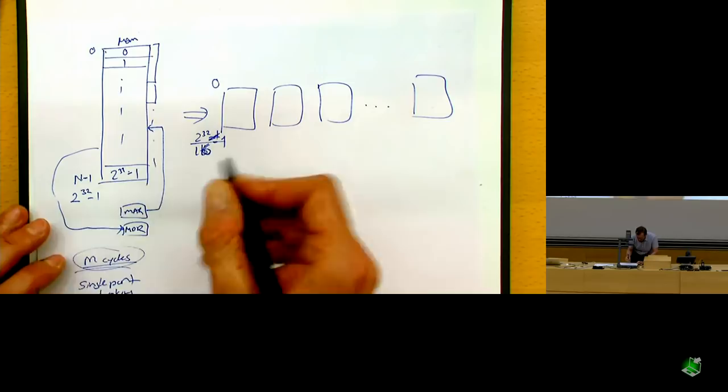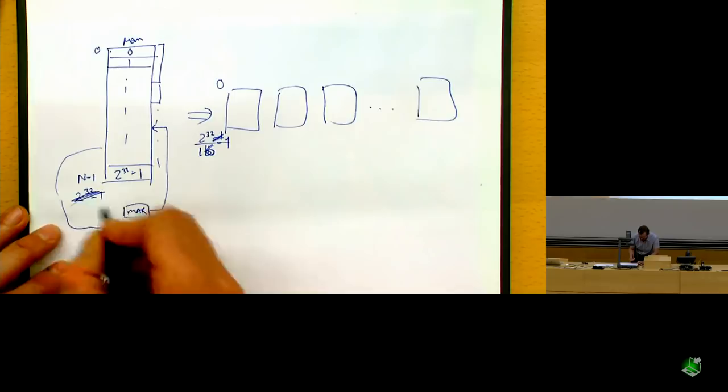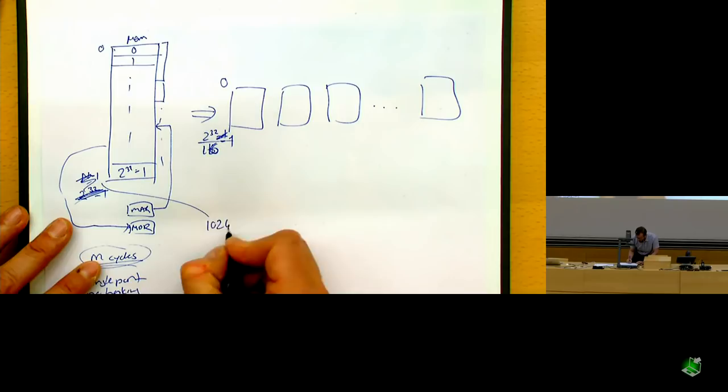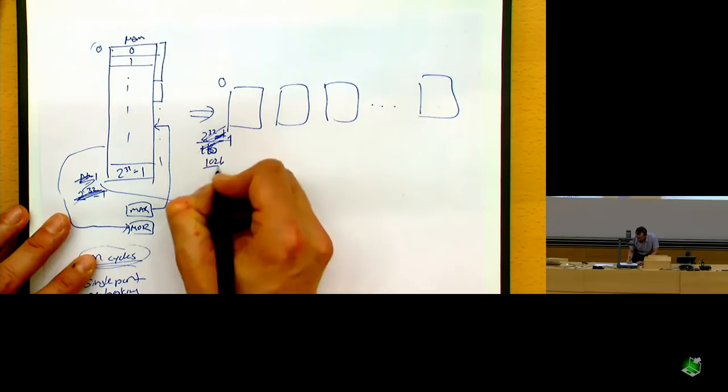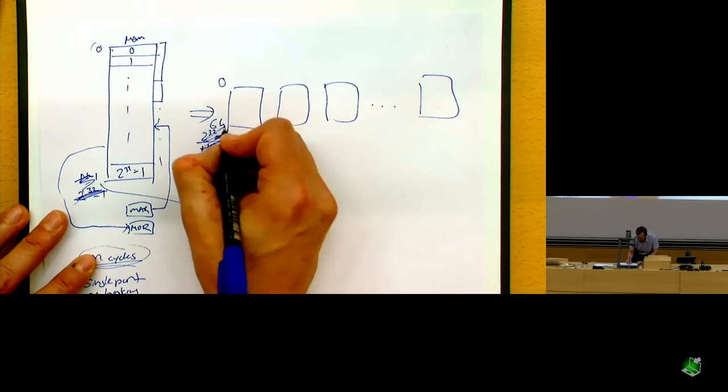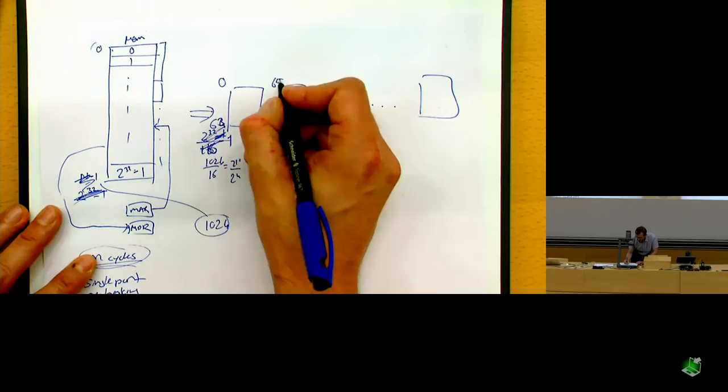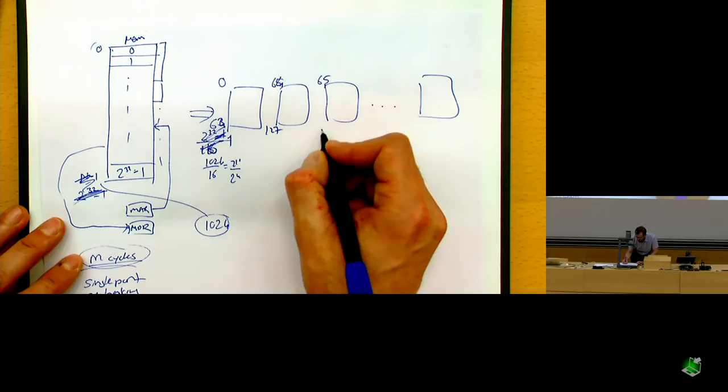Let's use simple numbers over here. Let's say that your n is 1024, right? It's a small memory, that's okay. This is basically 1024 divided by 16, which is 2 to the 10 divided by 2 to the 4, which is 2 to the 6, right? That's 64. The first 64 elements are here. The next 64 elements, 64 through 127, are here. 128 through whatever is here, right?